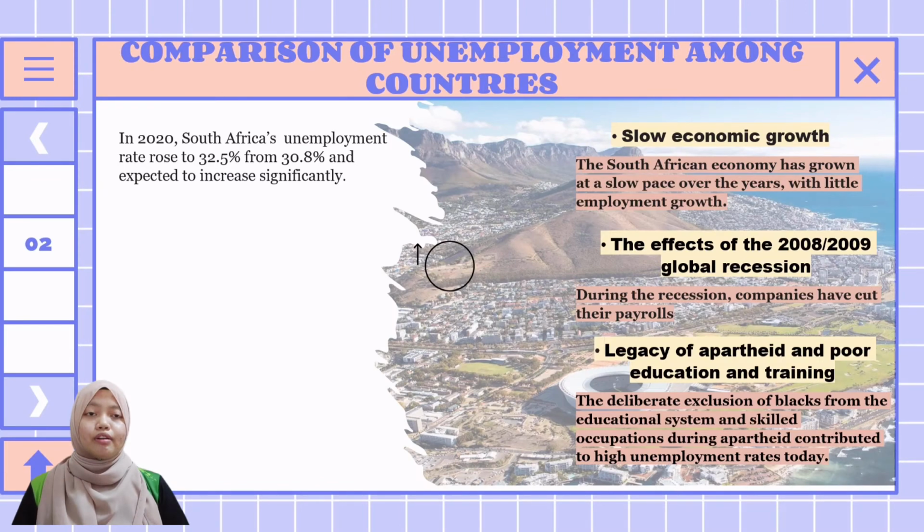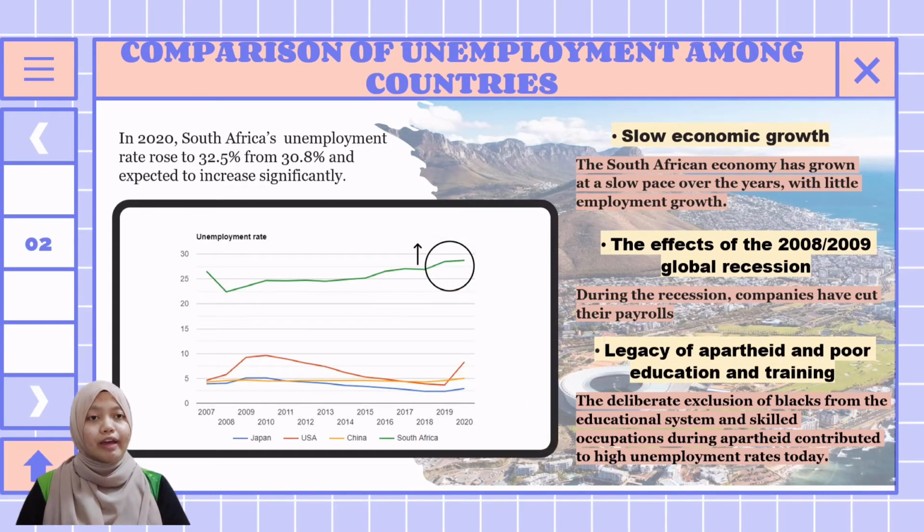Next, this graph shows the unemployment rate from Japan, USA, China, and also South Africa. If we compare these four countries, we can see that South Africa has a high unemployment rate. Based on the graph, in 2020, the unemployment rate rose to 32.5% from 30.8%. And that figure is really high if we compare to the other countries that only have 2 to 6% unemployment rate. So this high unemployment rate in South Africa happened due to some reasons.